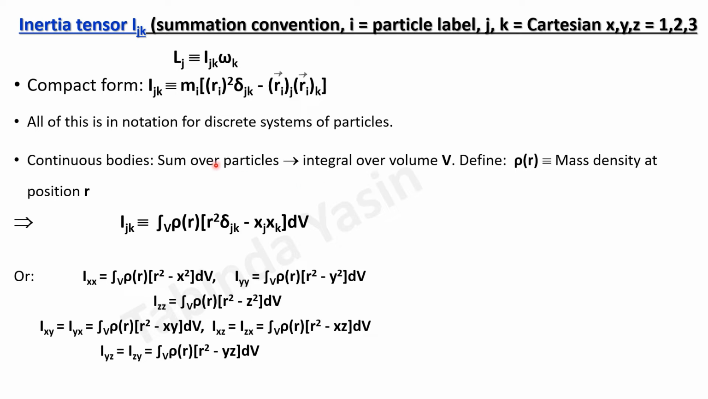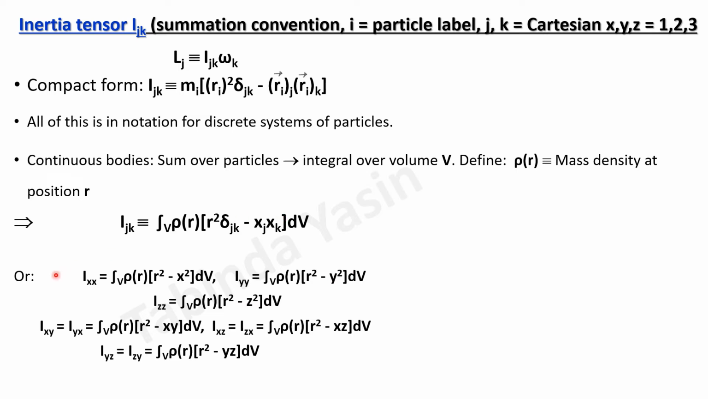Sum over particles will be integrated over volume. We define rho of r, which is equal to mass density at position vector r, so Ijk will be equal to, from that definition, integral over V of rho r, volume into mass density at the position vector r, times the term ri square delta jk minus xj xk, dV. So Ixx is equal to integral V rho r (r square minus x square) dV, Iyy is equal to integral V rho r (r square minus y square) dV.